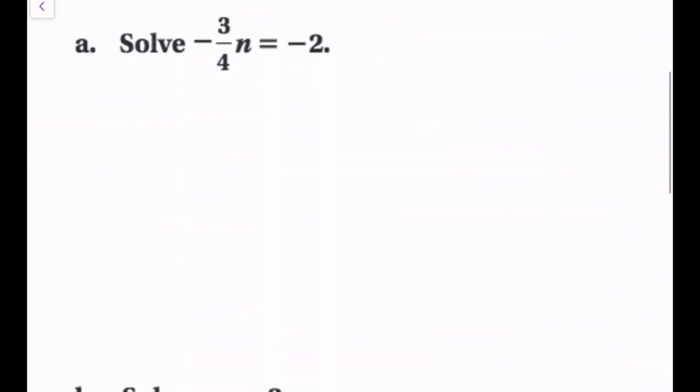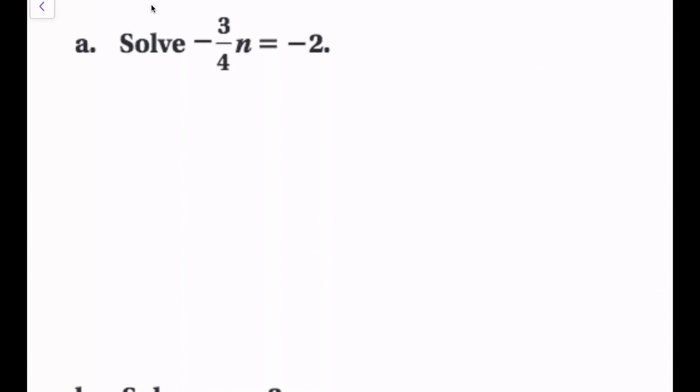So now we're going to be solving equations using multiplication or division. So in this case, we're going to solve negative 3 over 4n equals negative 2. So I'm going to zoom in on this. And we always want to see what is happening to my variable right now. Well, my variable is n, and it's being multiplied by the fraction negative 3 over 4.